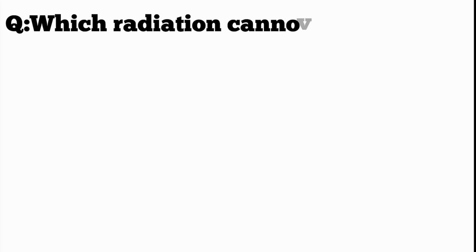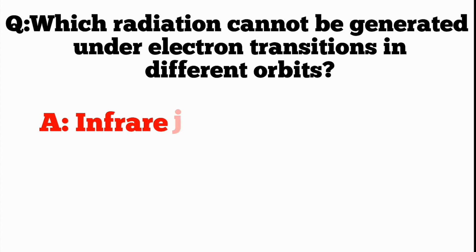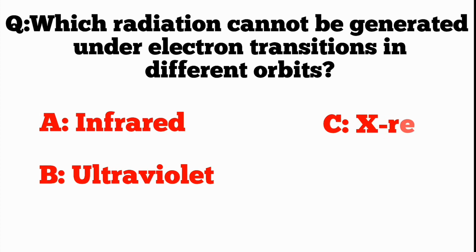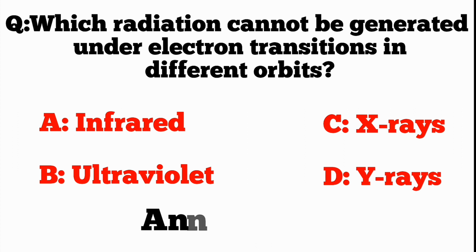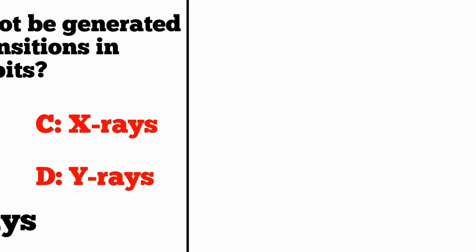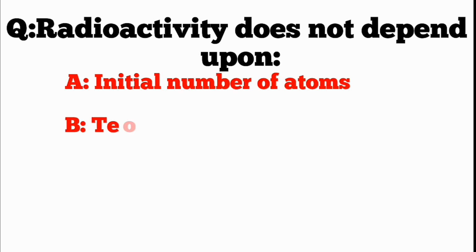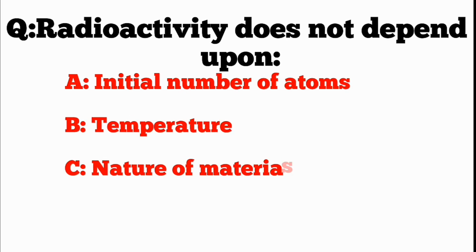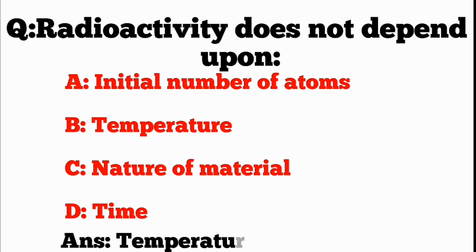Q. Which radiation cannot be generated under electron transitions in different orbits? A. Infrared. B. Ultraviolet. C. X-rays. D. Gamma rays. Answer: Gamma rays. Q. Radioactivity does not depend upon: A. Initial number of atoms. B. Temperature. C. Nature of material. D. Time. Answer: Temperature.